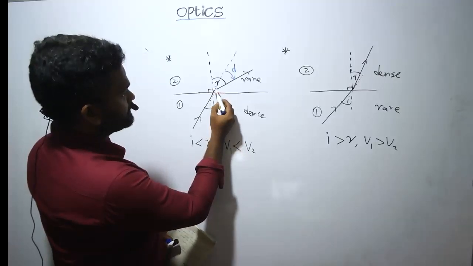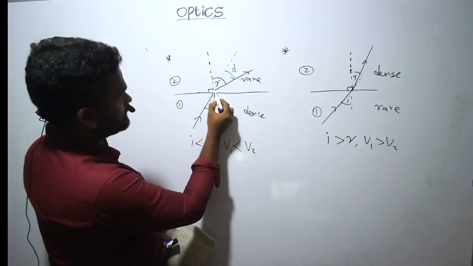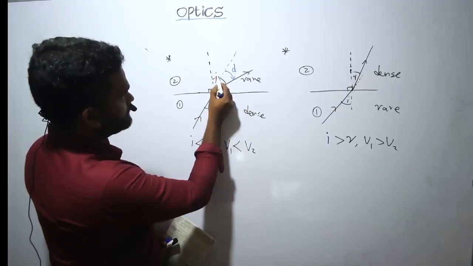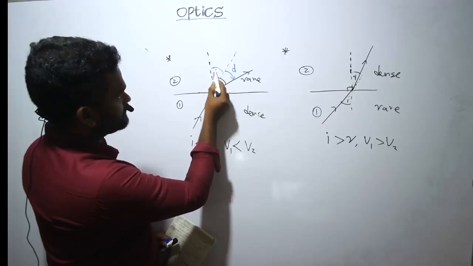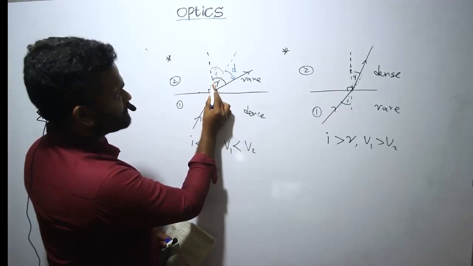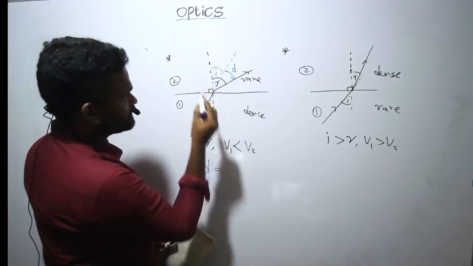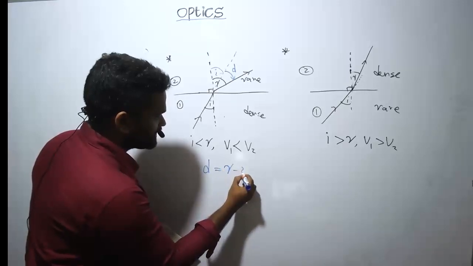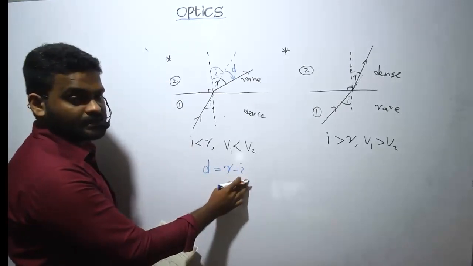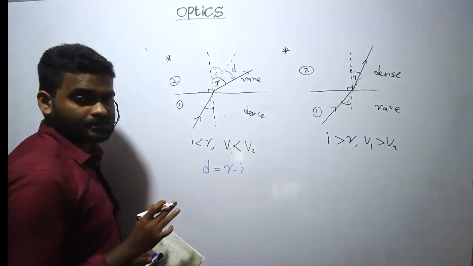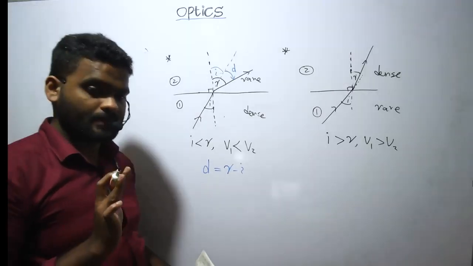So you can see if this is I, this angle should be I. Then angle of deviation should be what? R minus I. If you don't understand, tell me. R minus I. In this case, it is R minus I.